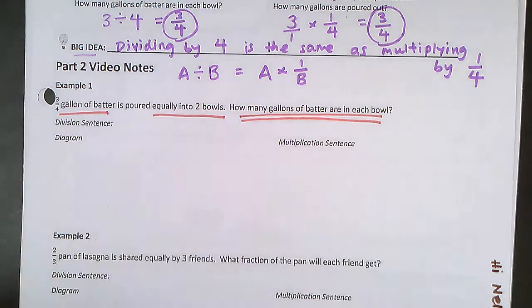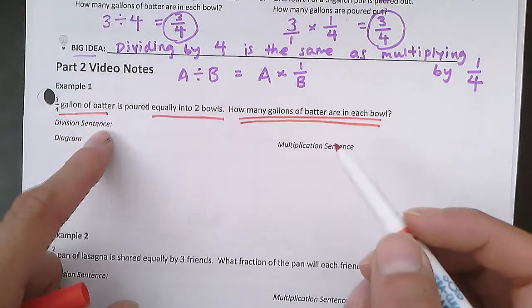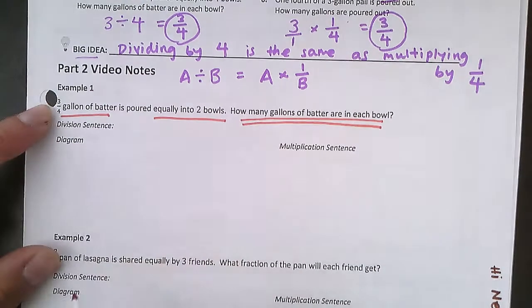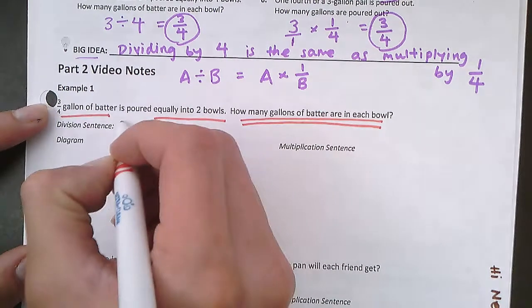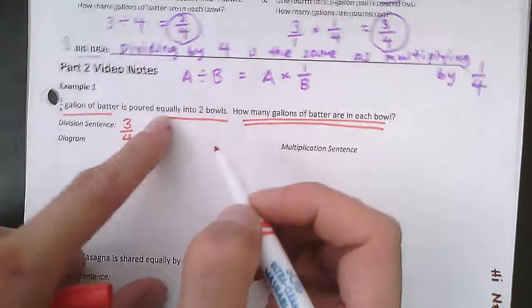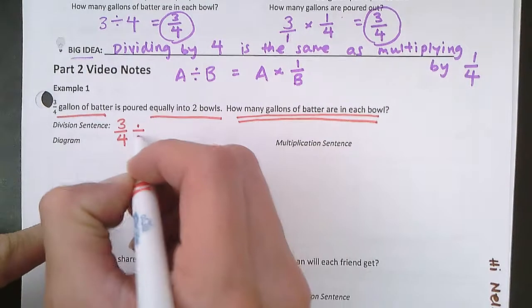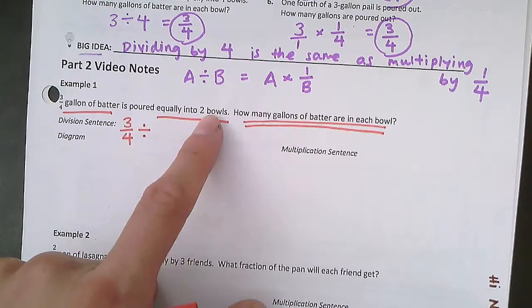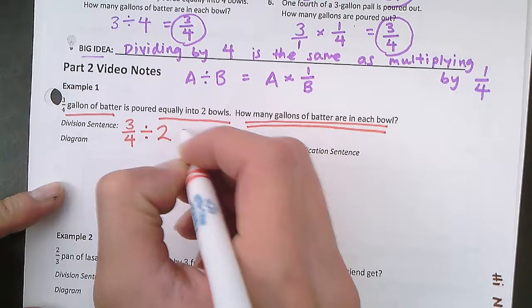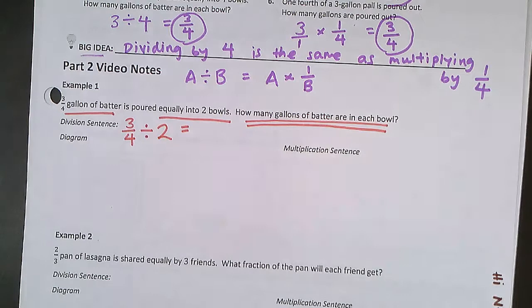So first it's asking us, how can we put this situation into a division sentence? Well, we're starting with how much? 3/4 of a gallon. And then it's being poured equally, so we're splitting it. We're dividing the 3/4 into how many parts? 2 parts. So 3/4 divided by 2 equals what? That's what we're trying to figure out.